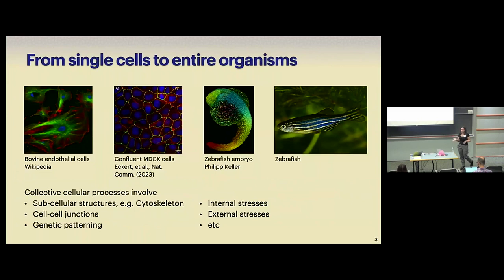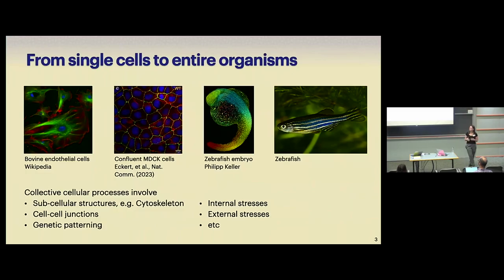So at the big picture level, what we want to understand is how you go from a single cell, and the subcellular processes going on there, up to the scale of an entire organism. We know there are lots of different things involved. There are things like the cytoskeleton that help the cell move. Once you start getting collections of cells, things like cell-cell junctions become important, as do genetic patterning and stresses, in allowing the different regions to differentiate and so get you up to an entire organism.